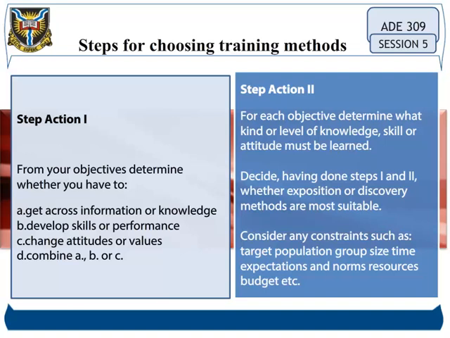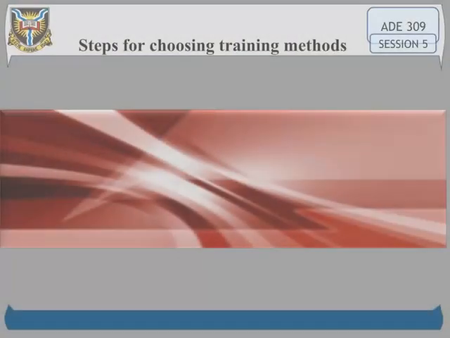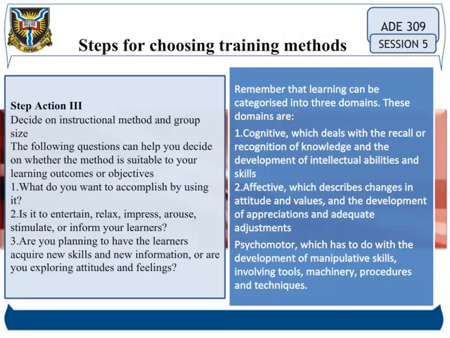Step Action 2. For each objective, determine what kind or level of knowledge, skill, or attitude must be learned. Decide, having done steps 1 and 2, whether exposition or discovery methods are most suitable. Consider any constraints such as target population, group size, time expectations, and norms, resources, budget, etc. Step Action 3. Decide on instructional method and group size.